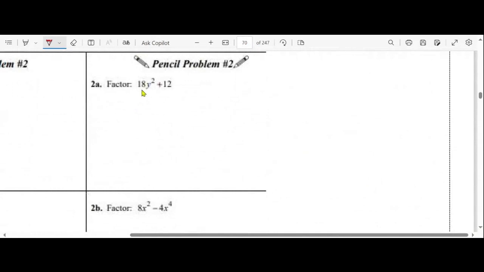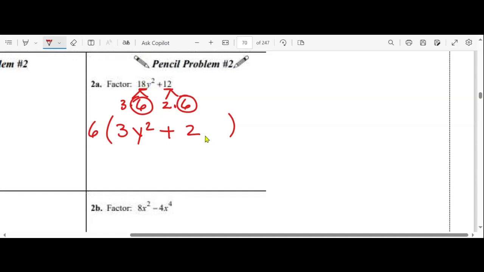Factor this. Now I have 18 and 12. 18 is what by what? 3 by 6. And 12 is what by what? 2 by 6. Which one is common? 6. Take 6 outside. And what about y? We don't have anything common. So we divide by 6. So what do you get? 3y squared plus 2. That's your final answer.